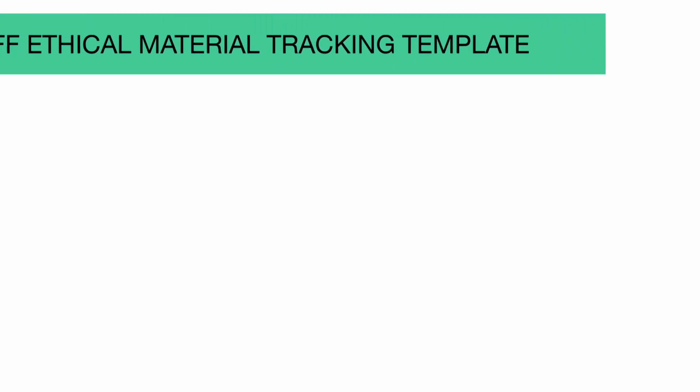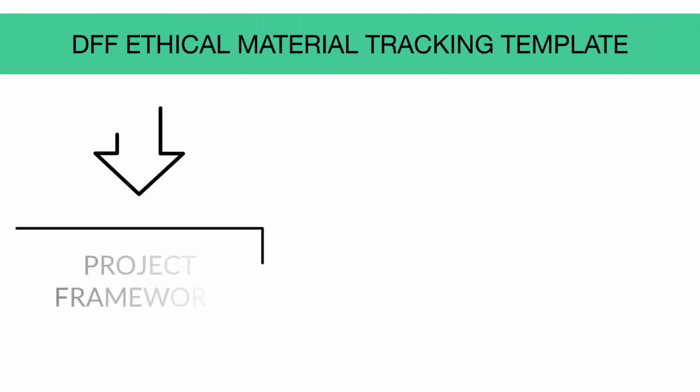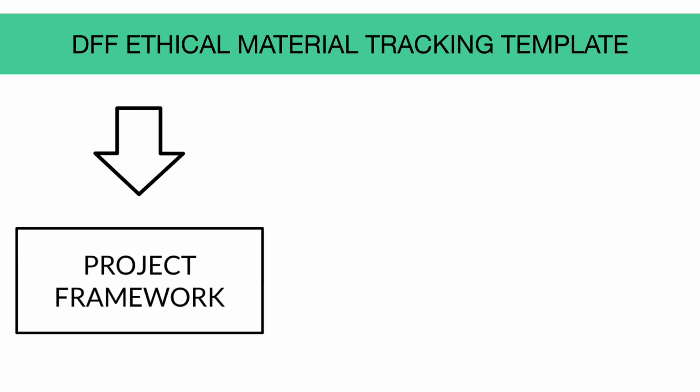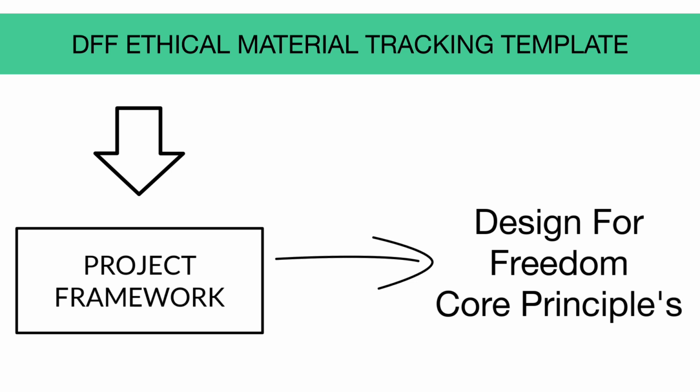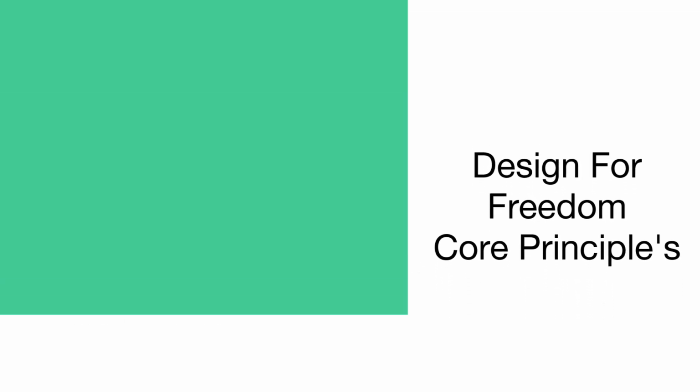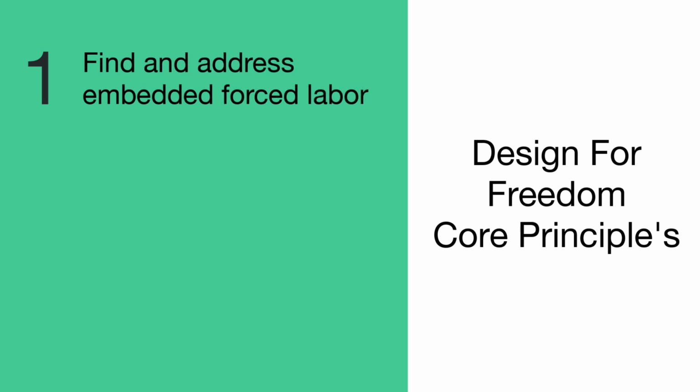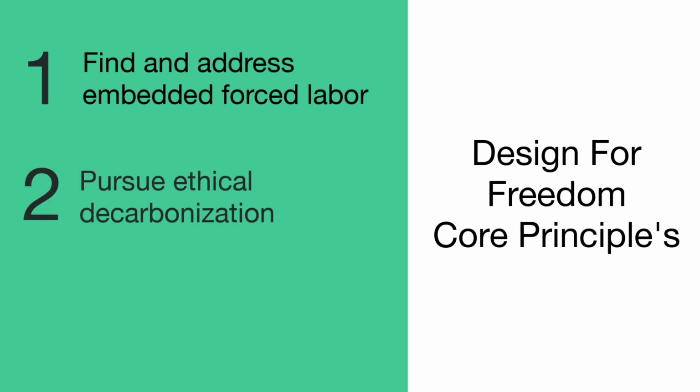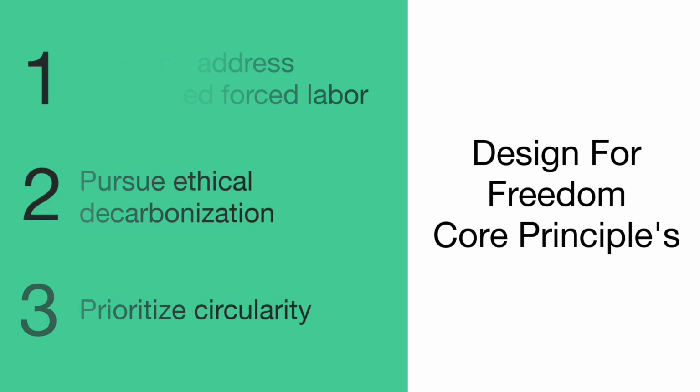Acelab's DFF Ethical Material Tracking Template is a pre-configured project framework designed to help architecture, engineering, and construction teams implement ethical material sourcing practices according to Design for Freedom's core principles. Find and address embedded forced labor, pursue ethical decarbonization, and prioritize circularity.